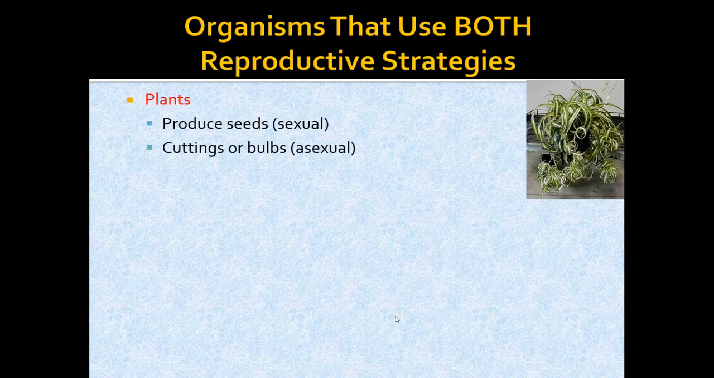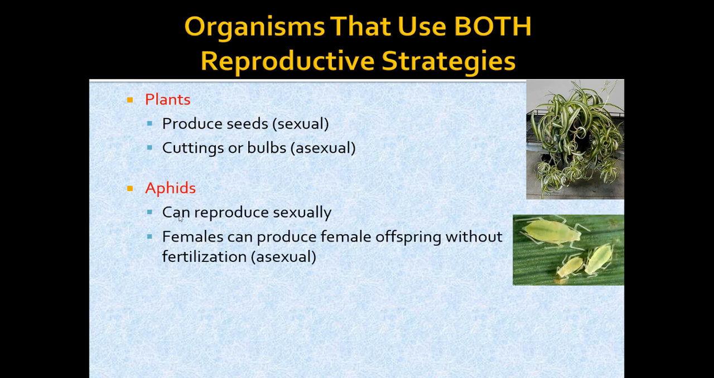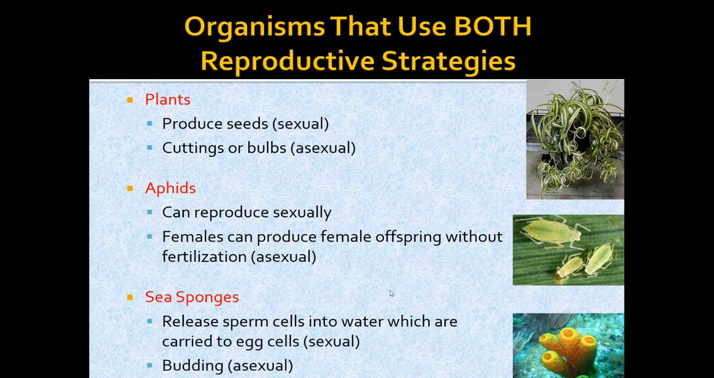Okay. Organisms that use both. So there are some organisms that use both asexual and sexual reproduction. Plants use both. In terms of sexual, they will produce seeds. When it comes to asexual reproduction, they will use cuttings or bulbs in order to reproduce. Aphids can reproduce sexually, so they can produce a male. But females alone can produce female offspring without fertilization. So that is asexual.